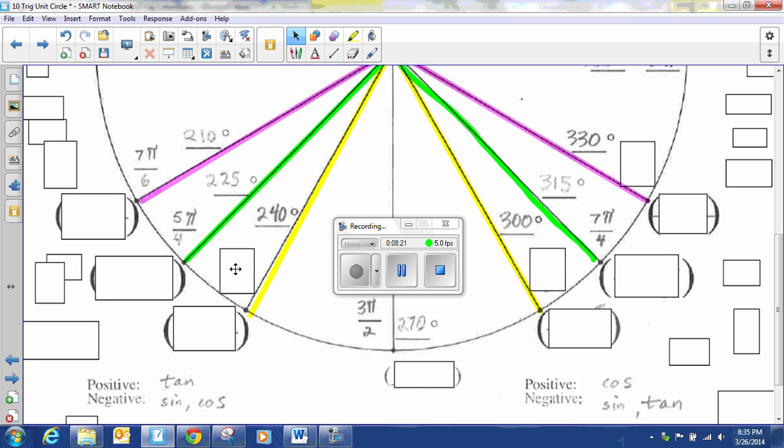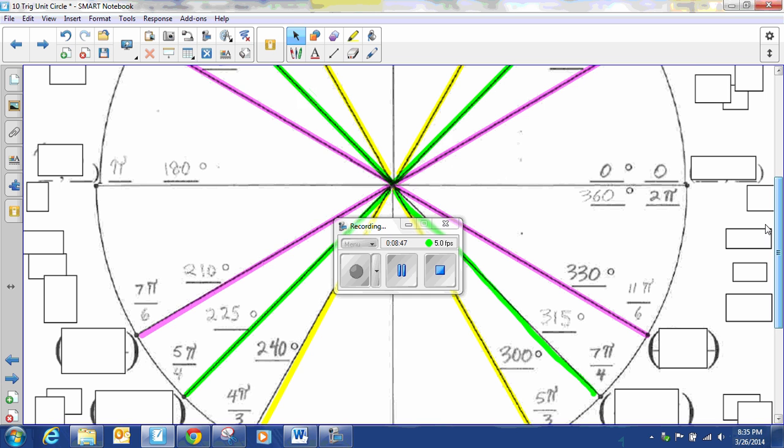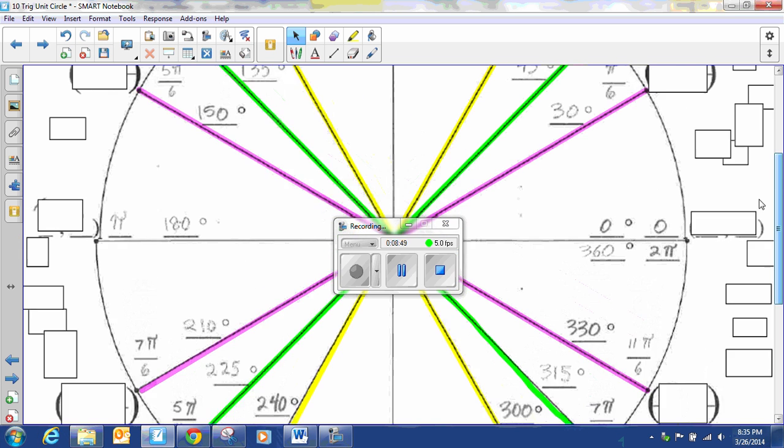This is 7 pi over 6. This would be 8 pi over 6, but we want to reduce the fraction, so it's 4 pi over 3. 9 pi over 6 reduces to 3/2. 10 pi over 6 reduces to 5/3 pi. And finally, 11 pi over 6. And that completes all of the radians.